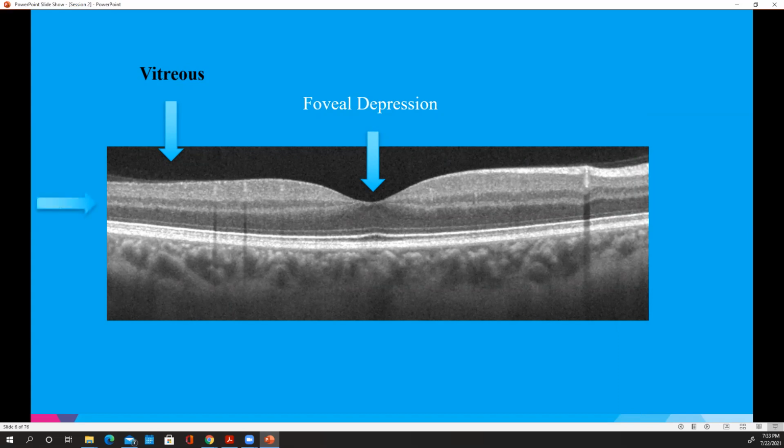Vitreous is black. But then I like to split up the retina into two major parts, what I call the bands and what I call the lines, okay? Today, we're going to focus on the bands.